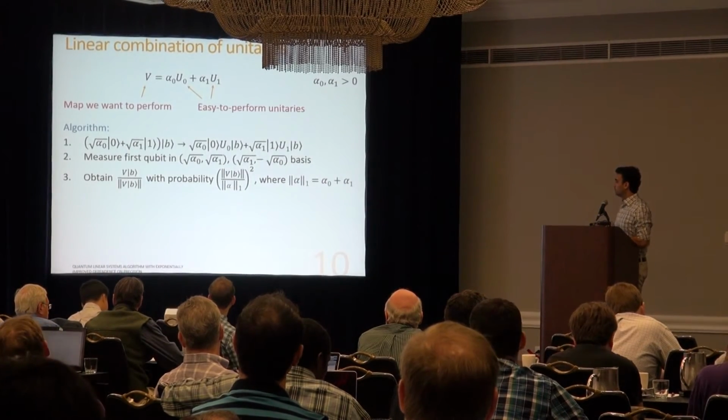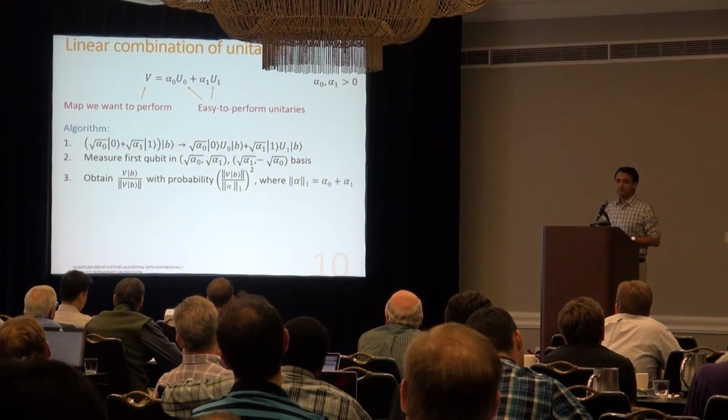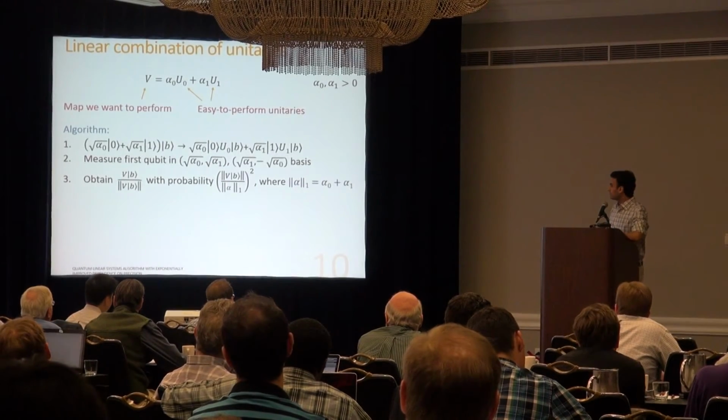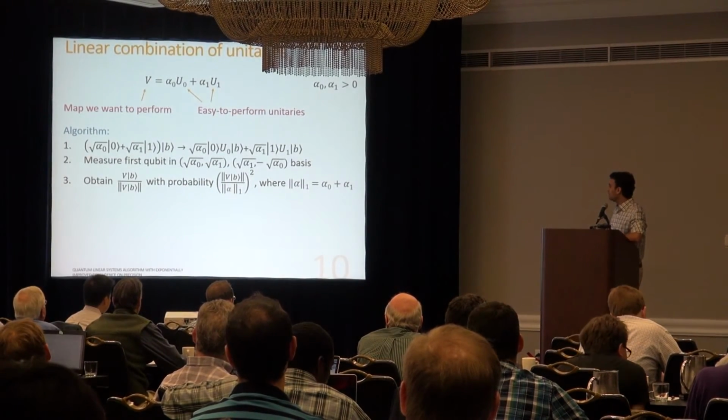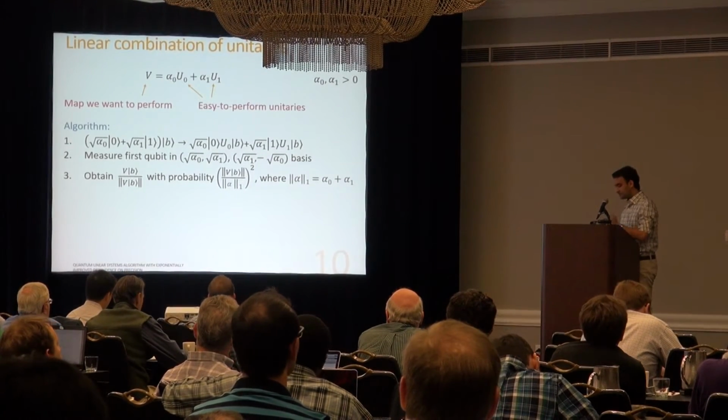So this is a way of implementing this map that we want. And it gives it to you with some small probability. It's something. It's better than nothing, right? But this is the tool we're going to use to develop our algorithm.